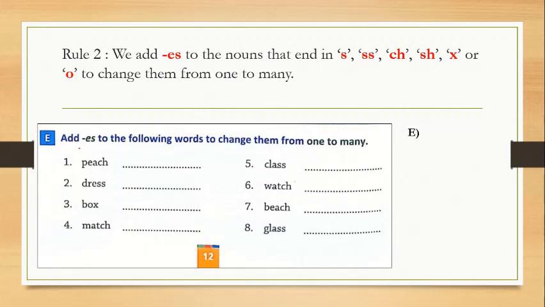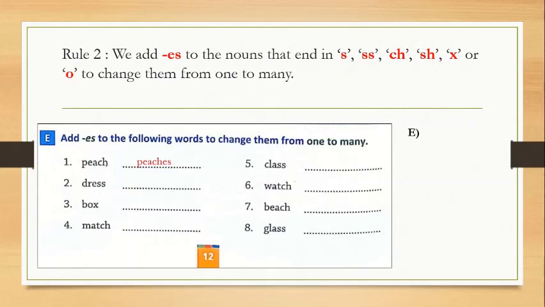It says add es to the following words to change them from 1 to many. We have to add es. But why do we add es? Because if you notice, in all these nouns, the last letters are letters from this list. They are either S, SS, CH, SH, X or O. And so we add ES at the end to change them from 1 to many. Let's do it.